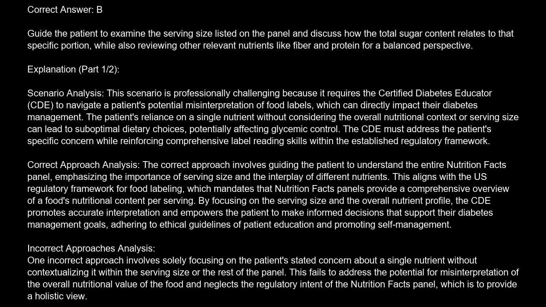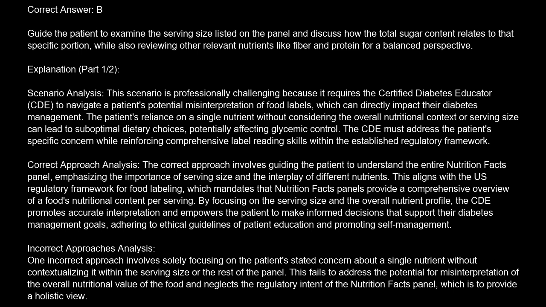The patient's reliance on a single nutrient without considering the overall nutritional context or serving size can lead to suboptimal dietary choices, potentially affecting glycemic control. The CDE must address the patient's specific concern while reinforcing comprehensive label reading skills within the established regulatory framework. Correct approach analysis. The correct approach involves guiding the patient to understand the entire nutrition facts panel, emphasizing the importance of serving size and the interplay of different nutrients.